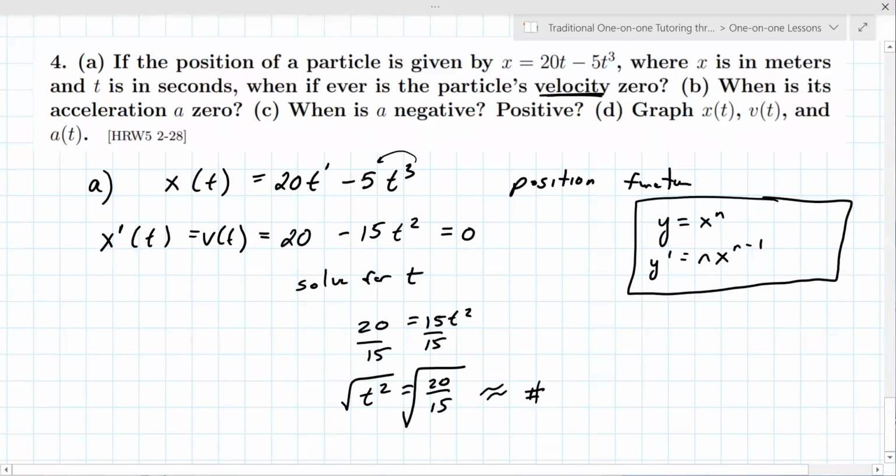Is there anything in this that is unclear that we should redo again? You take a derivative of position to find velocity. They want to know when it's 0. So you set it equal to 0 and you solve for t.